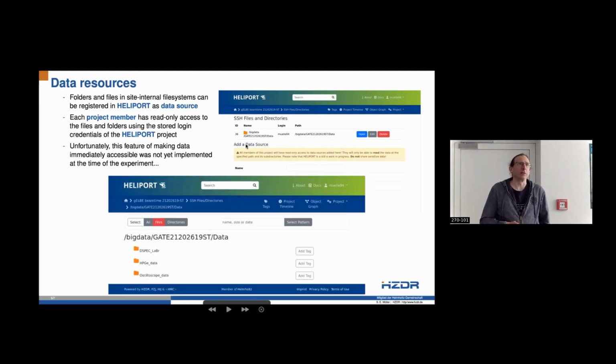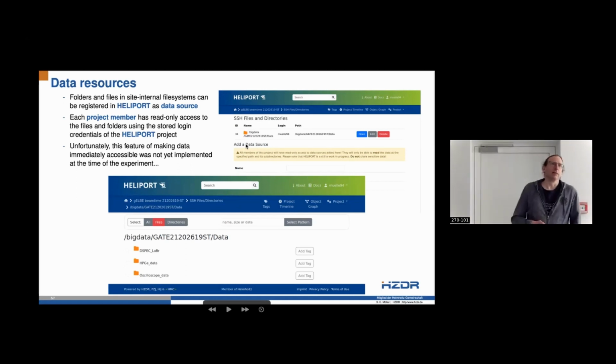And then, of course, you can click on these folders, and then you can browse all the folder structure. And at a certain point, when you arrive at the file level, you can also download the files through HELIPORT.